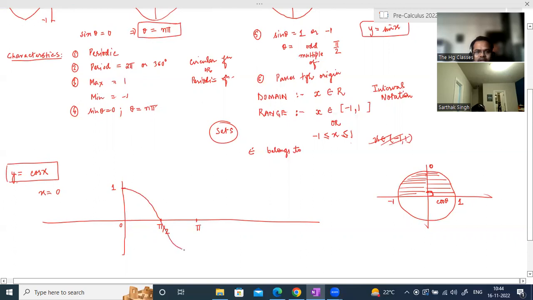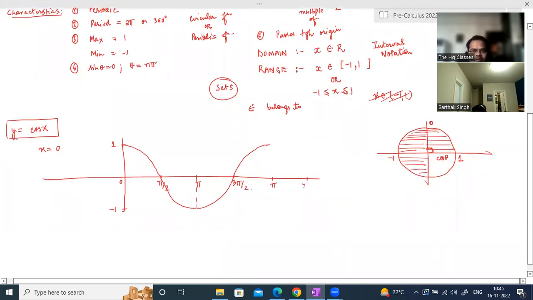it will increase but on the negative side. And then from the third quadrant, pi to 3 pi by 2, it will go back to 0. It will increase from -1 to 0. And then from 3 pi by 2 to 2 pi, it will again become positive and it will increase to 1. And then this behavior will continue.